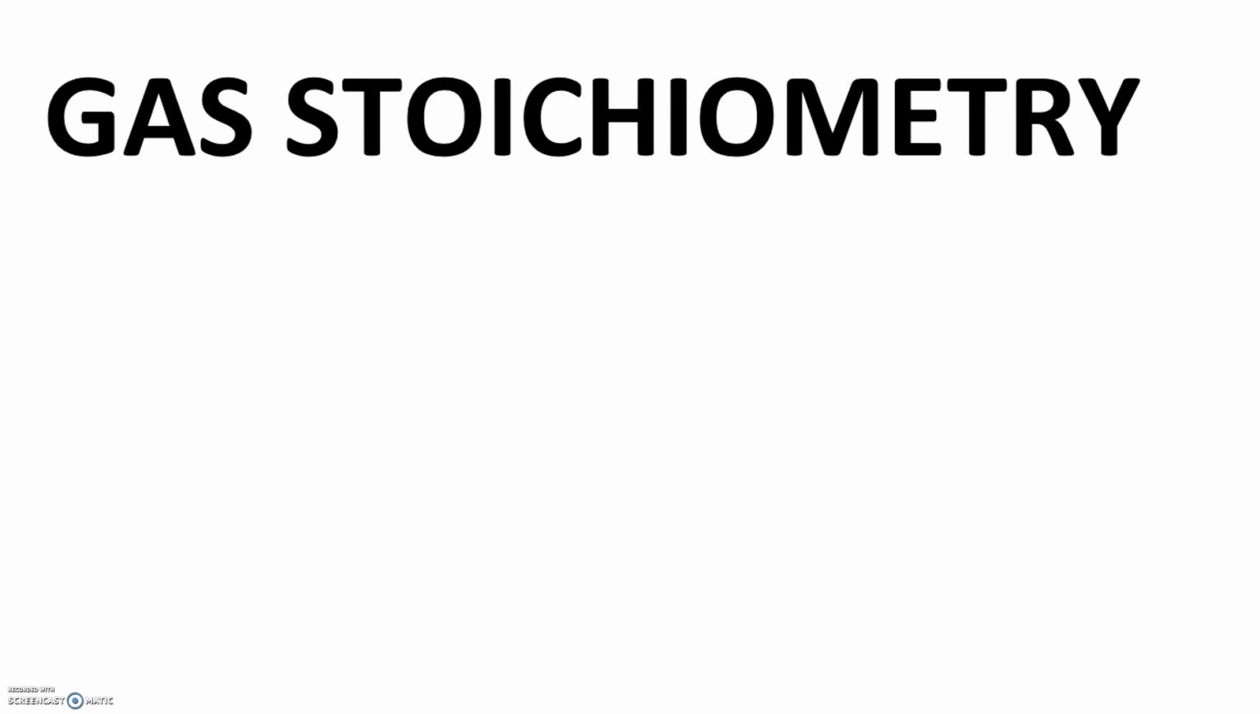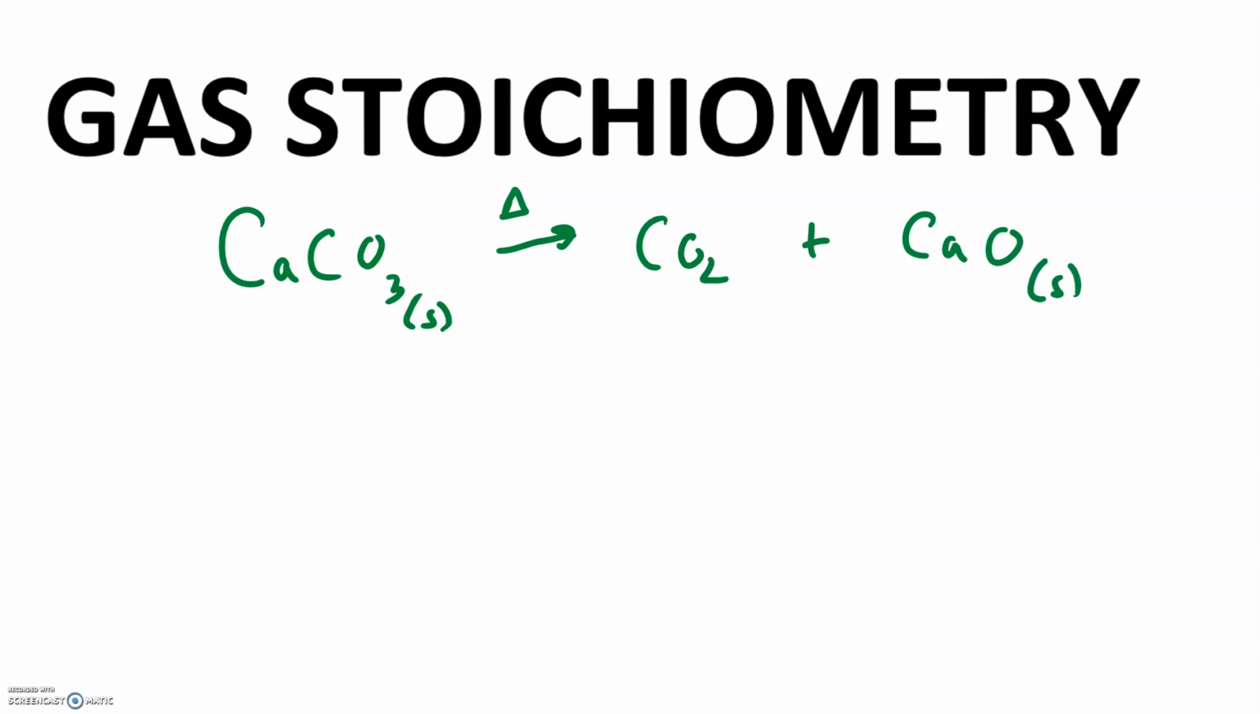Here's how we're going to use this. Here is a compound called calcium carbonate. It's a solid, but if we heat it, this little delta sign, meaning heat, then we get carbon dioxide and something called calcium oxide. Calcium oxide is also a solid, but carbon dioxide is a gas. So here's the type of question you can expect me to ask.